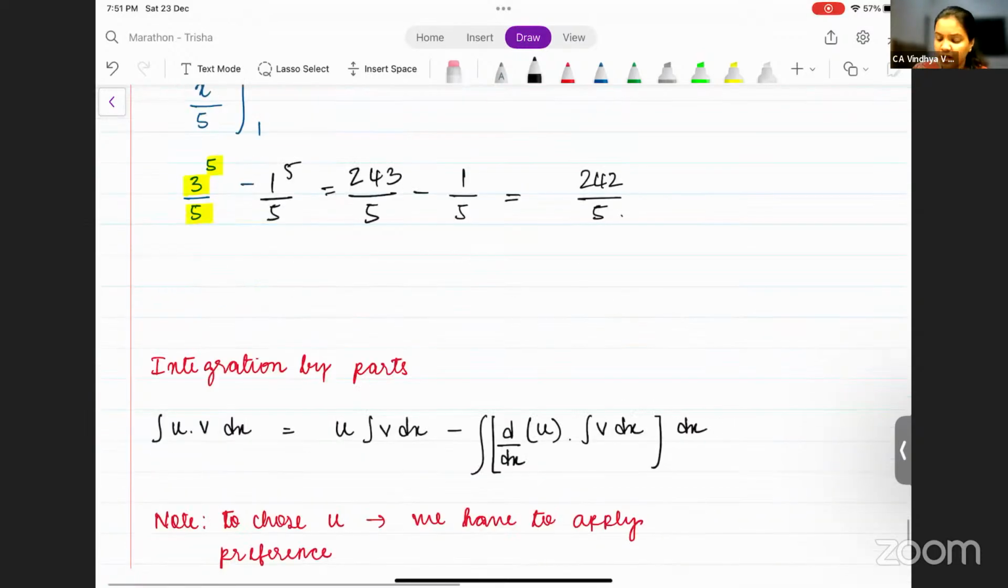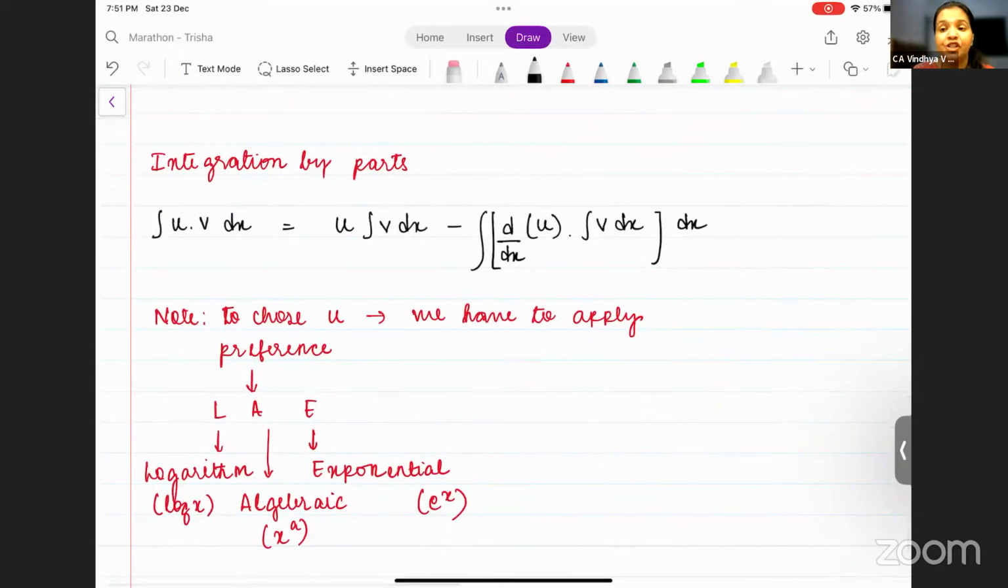Okay. Next, what you have is integration by parts. Now here, if it is sum or difference, u plus v, you integrate it separately. u integration separately, v integration separately. Now here it is integration by parts, which is one function multiplied by another function, u into v. Okay. Now here, unlike differentiation, there is an order of preference to select u.